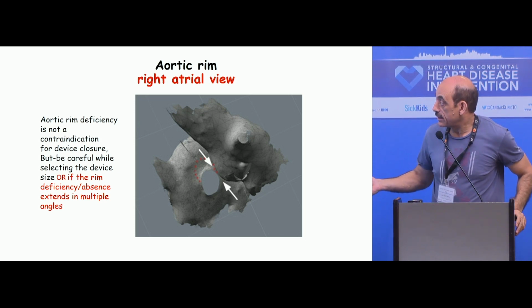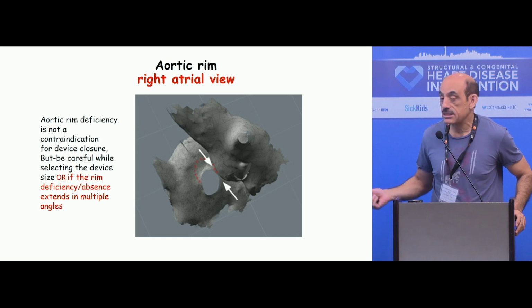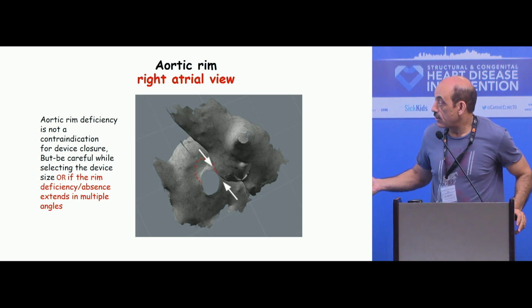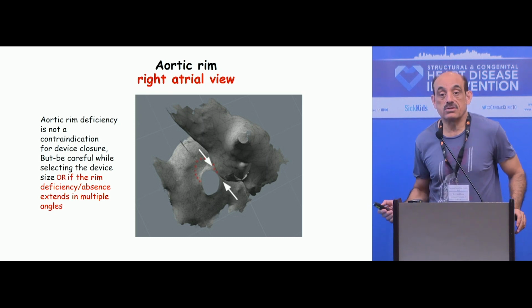And that also means the aorta carries a significant circumference of the ASD. The bigger the ASD, the more it can be exposed to the aortic rim, right? So that also means that you could have no rim here, an absent rim here, but you have some rim here. You may have some more rim here. You may have more rim there. So is this a contraindication to close ASD?